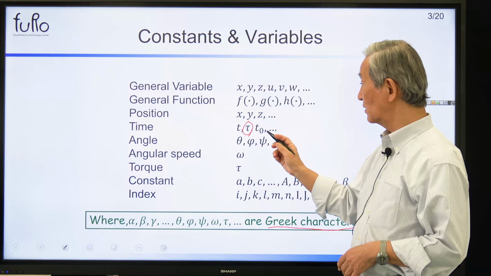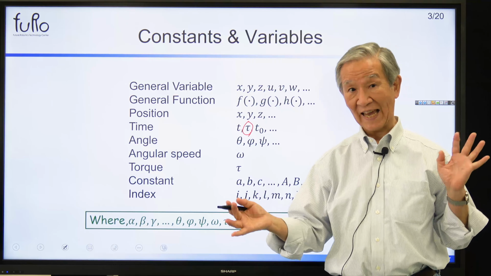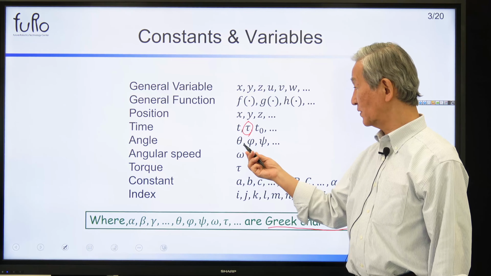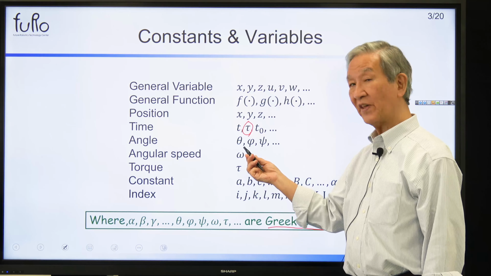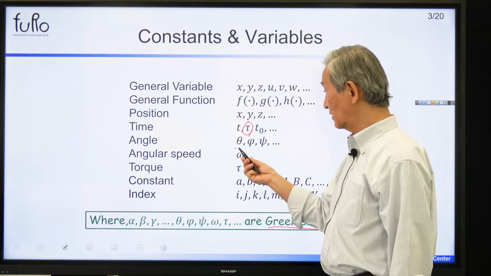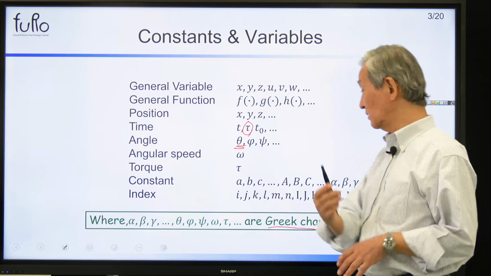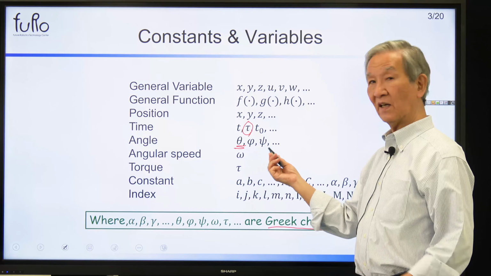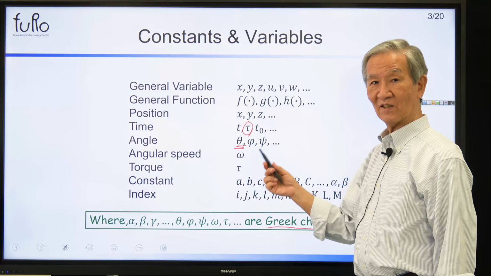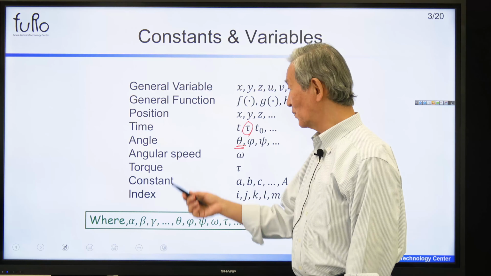And t0 with a subscript here, we have T1, T2, T3, Tf for the final, etc. And for angle, we have theta. There are two different ways of pronouncing it, but anyway, theta is the one we use quite often. And if you need more than one angle, we can use psi or phi or those characters. And angular speed, that's omega. Omega is exclusively used for angular speed.